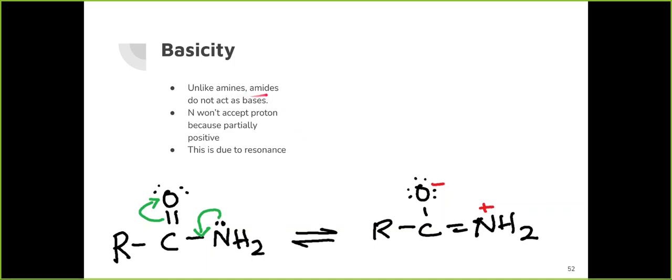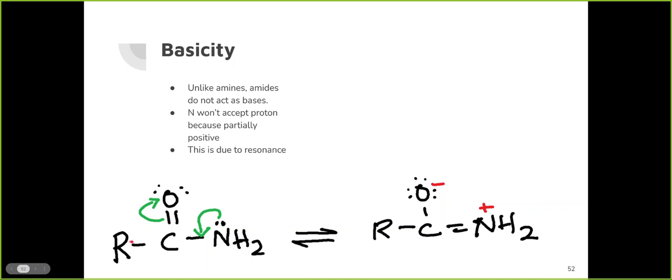Unlike amines, amides do not act as bases. Remember, amines acted as a weak base. Nitrogen won't accept a proton because it's partially positive. And the reason why is due to something called resonance. So remember, we said at the beginning of this class that we draw these things as if they always look like that. But the reality is that it's always somewhere in between.